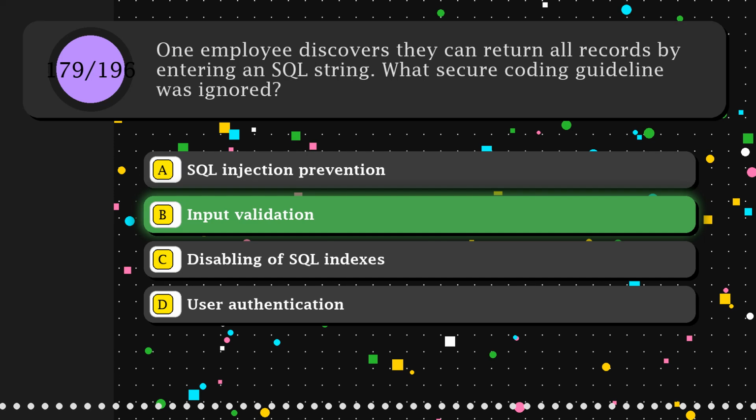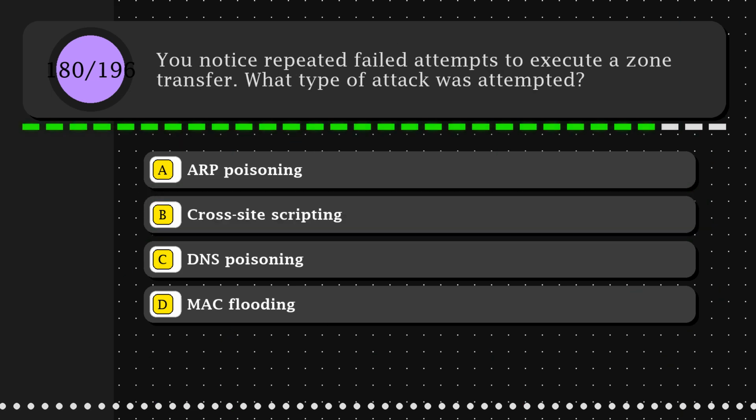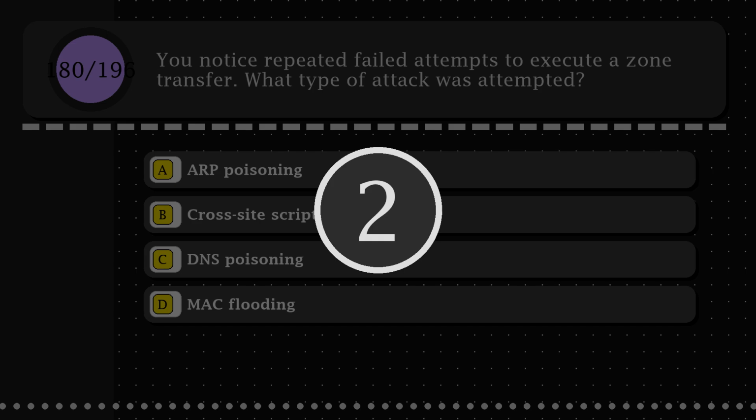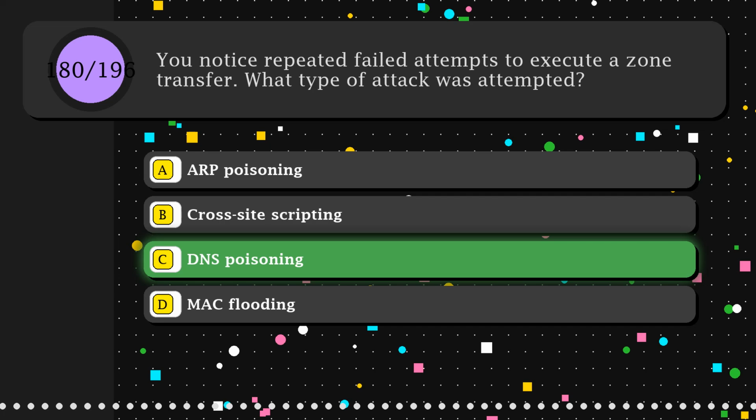The correct answer is option B, input validation. Question 180. You notice repeated failed attempts to execute a zone transfer. What type of attack was attempted? Option A, ARP poisoning. Option B, cross-site scripting. Option C, DNS poisoning. Option D, MAC flooding. The correct answer is option C, DNS poisoning.